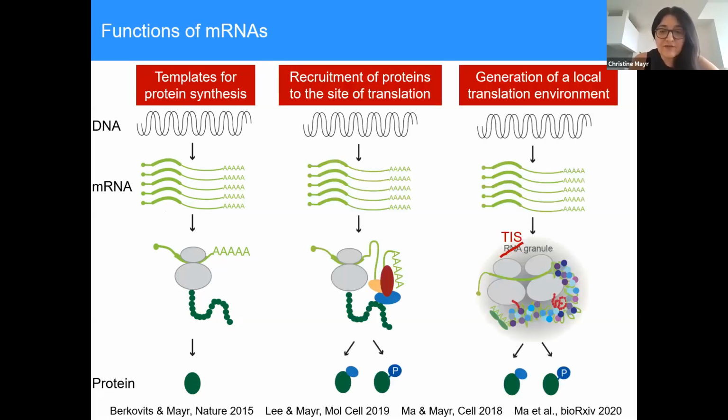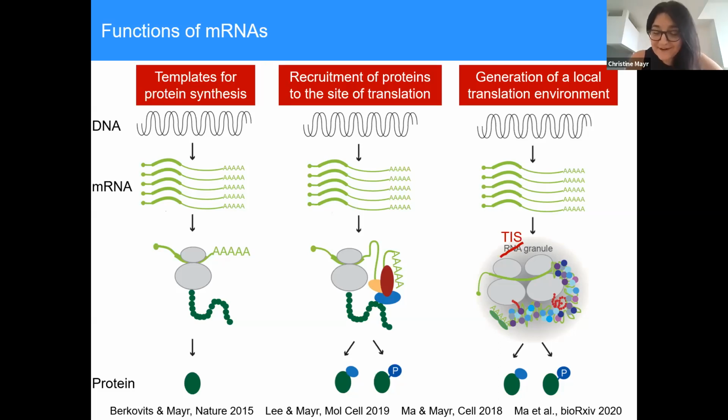A few years ago, we found that 3' UTRs can actually recruit proteins to the site of translation. And this can then lead to the formation of 3' UTR dependent protein complexes. Those protein complexes can only form if one of the interaction partners is recruited by a 3' UTR. And more recently, we found that mRNAs can also contribute to the generation of local environments at the site of translation. And these local environments can also regulate protein functions.